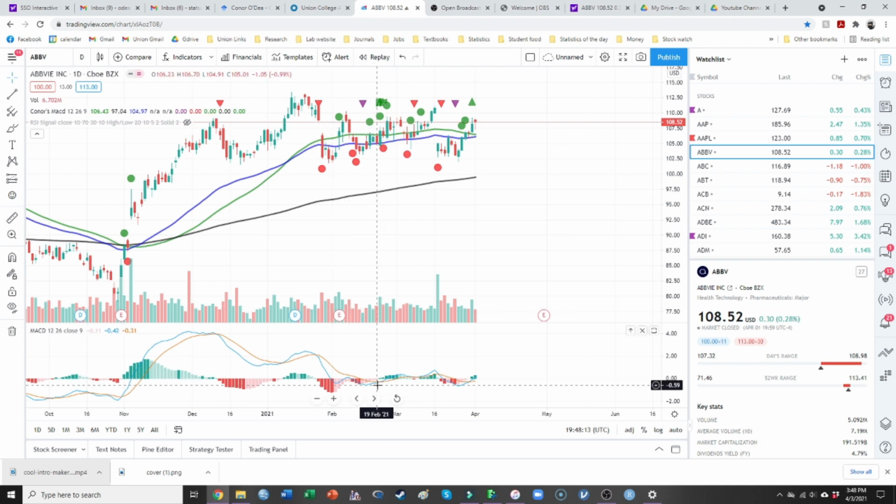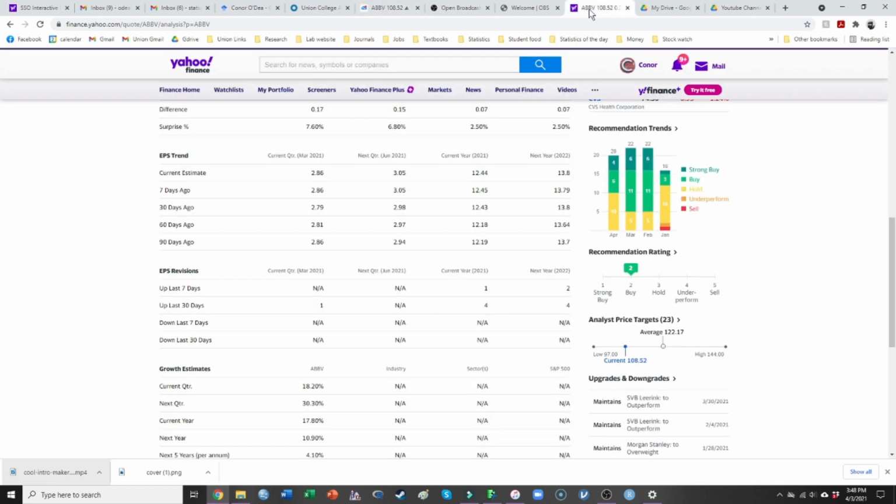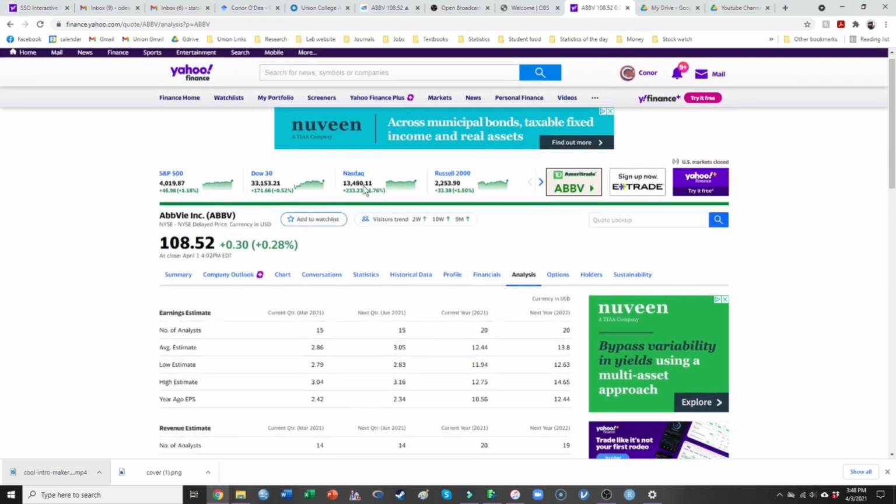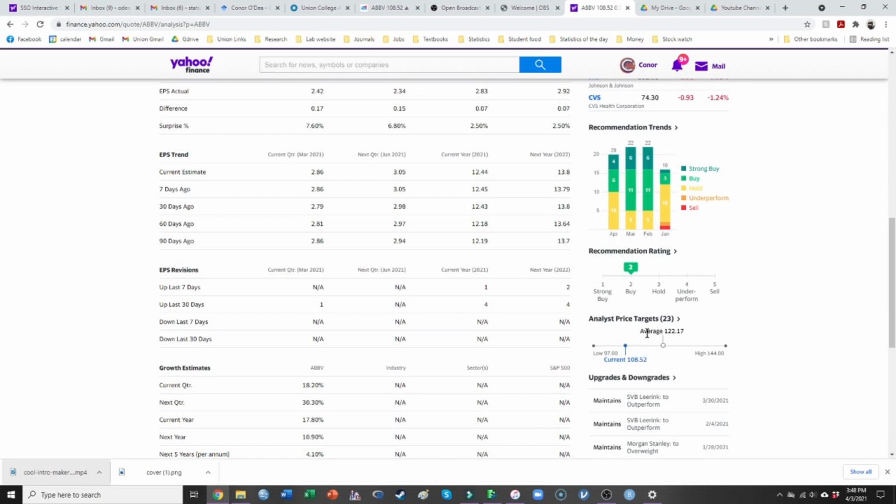So we have the MACD crossover. We have it telling me that it also crossed over the 50-day exponential or the 50-day moving average. I like to use Yahoo Finance. So I come over to Yahoo Finance and I search that stock. And then I like to look here: what are the analysts thinking? So the current price is 108.52. We saw that back in the other one.